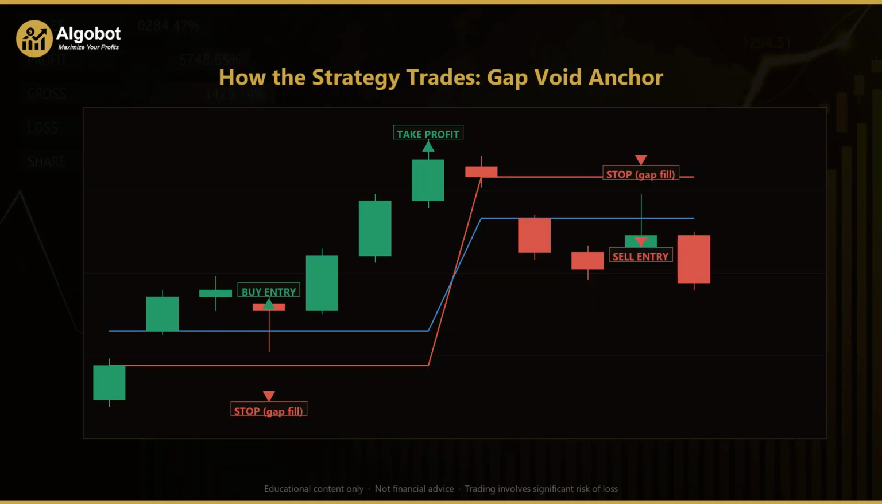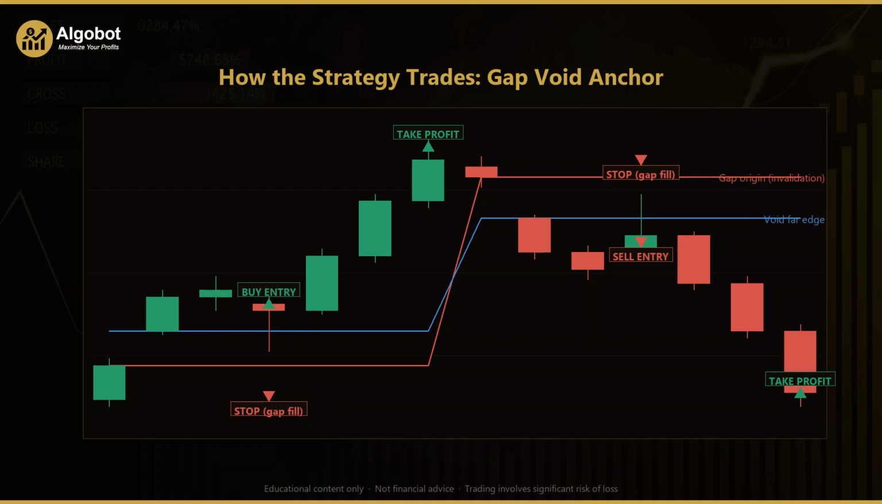Now the mirror image plays out on the right. Price closes near 10905. Then the next bar gaps sharply lower and closes weak, leaving a fresh void above it. The red and blue lines shift to mark this new gap. The strategy arms a short setup and waits again.